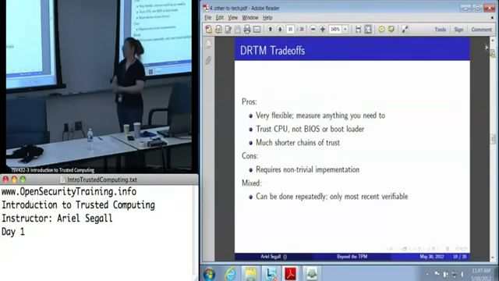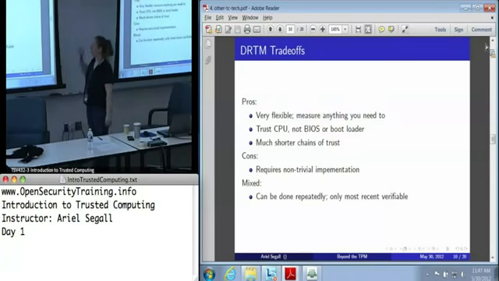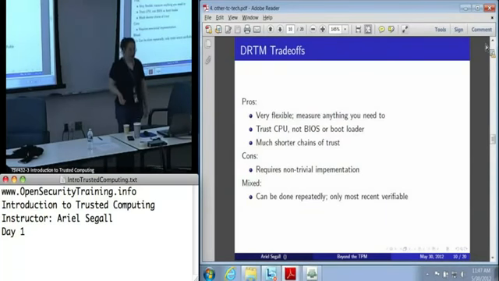So, trade-offs of the DRTM. It has a lot of advantages. It is very flexible. It can measure anything you need it to: executables, data, whatever you hand it, it will measure. Those previous examples were designed to talk about how flexible the DRTM is. It means that you're trusting the CPU, which, frankly, you're trusting anyway. I mean, it's your CPU. If your CPU is evil, you're really dead in the water. Not the BIOS and the bootloader, which is a lot sketchier. And your chains of trust tend to be a lot shorter.